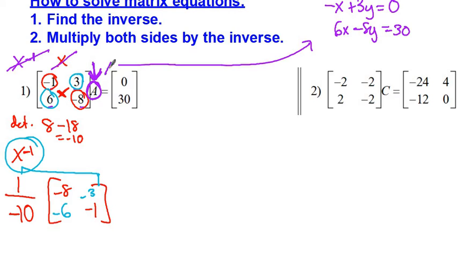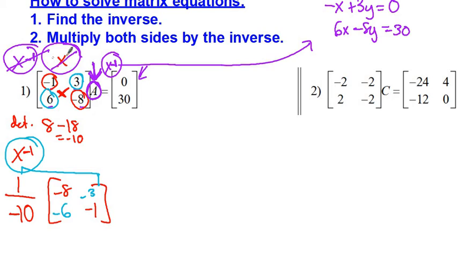And then whatever I do to one side, I have to do to the other, so I have to multiply X inverse by this 0, 30 matrix as well. And notice that I put X inverse on the left side right there. The reason is that order does matter for every matrix multiplication except for this one right here. Only when I'm multiplying inverses does it not matter, but it does matter for everything else.